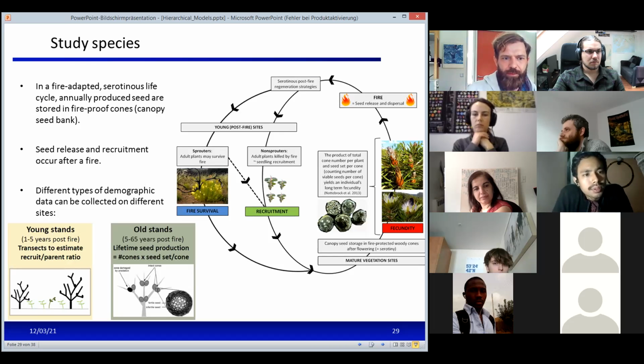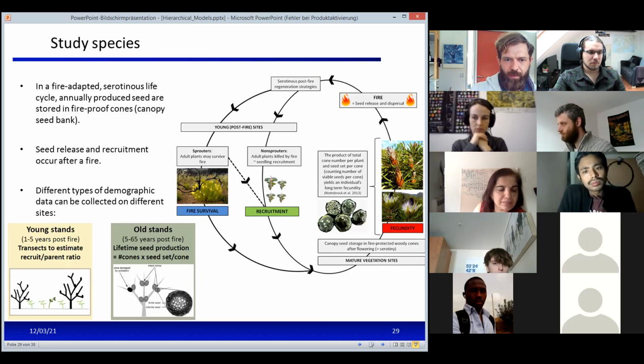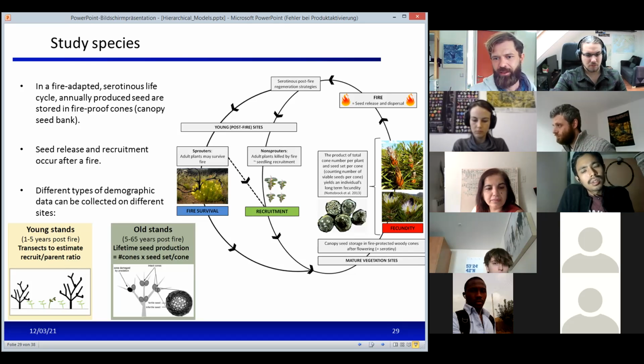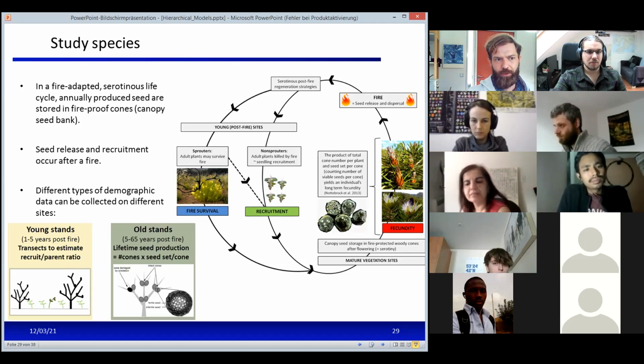Specifically, they have a so-called serotinous life cycle, which means that these shrubs do not shed the seeds that they produce each year directly, but they keep them in fireproof cones. And then only after a fire occurred, the seeds are released from the cones, disperse, and germinate. The idea behind the strategy is simply that after a fire, when all the aboveground biomass is burned, the chance of these seedlings to establish successfully is higher than in an established community.